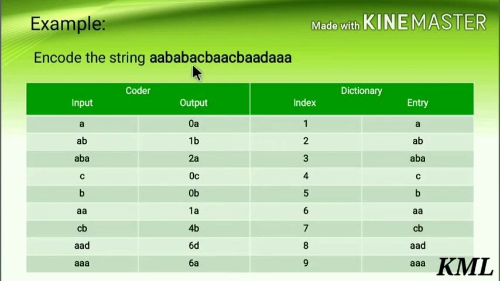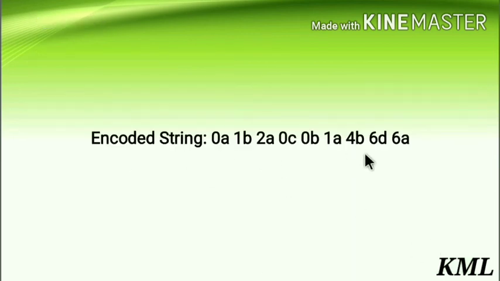So now your input is fully processed and this is your output. So take this from top to bottom. So you get 0A, 1B, 2A, 0C, 0B, 1A, 4B, 6D, 6A. So this is your encoded string, okay.